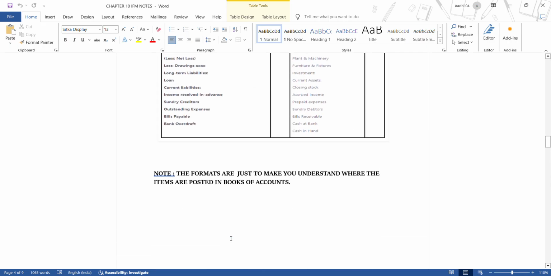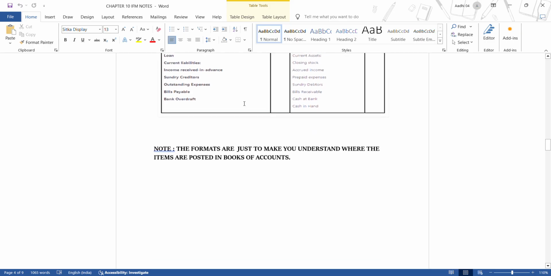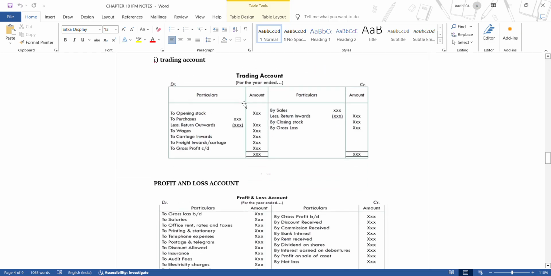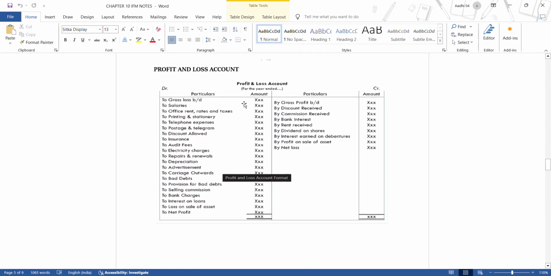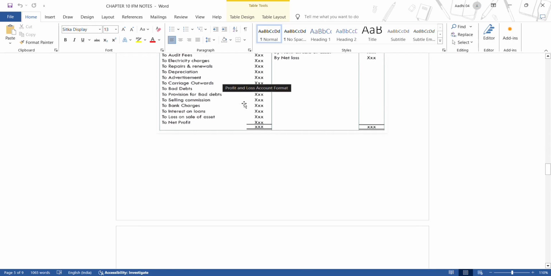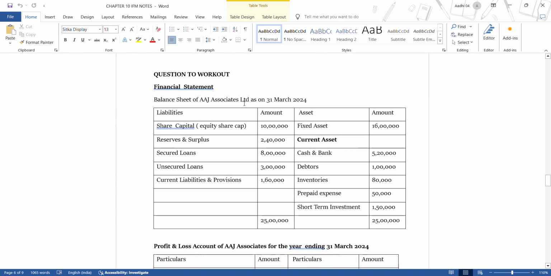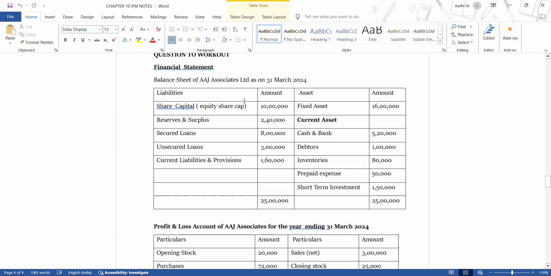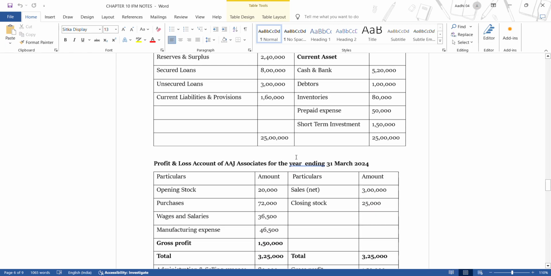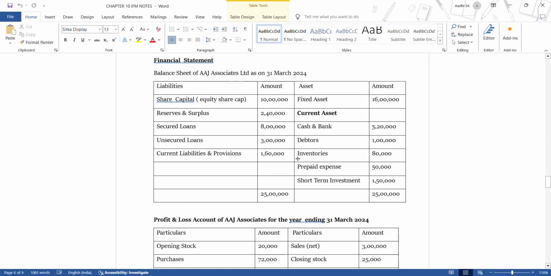We discussed the balance sheet, then we discussed the trading account and the profit and loss account. I hope that is clear. Now moving on to one question to be discussed, where I am discussing all the important ratios. As I said, all the items will be given to you directly. All you have to do is take the necessary items from the question and substitute them into the formula. Now, balance sheet of AAJ Associate Limited as on 31st March 2024.